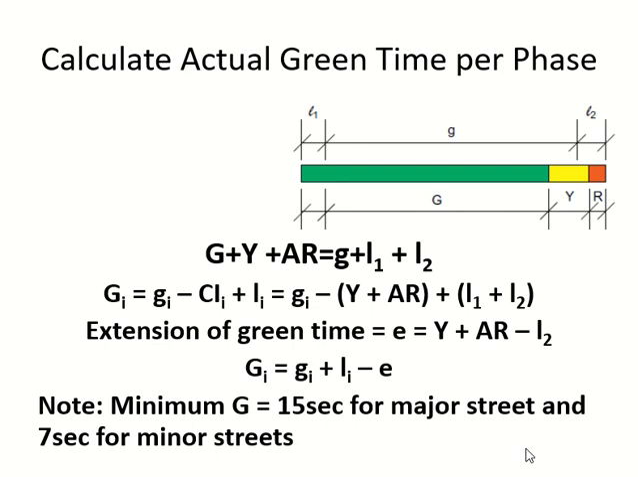They have some minimum values here. The minimum value says that for the major street, the green should not be less than 15 seconds. For minor street, it should not be less than 7 seconds. When the signal becomes green, it should remain green for at least 7 seconds for the minor road, and for the major road at least 15 seconds. Less than this will be too sudden for the driver. He will feel the signal just became green and then again yellow.